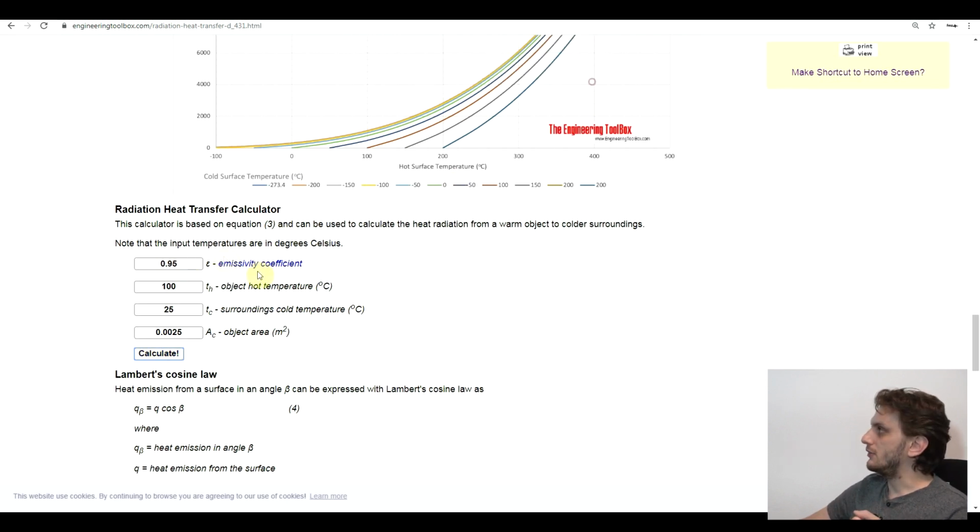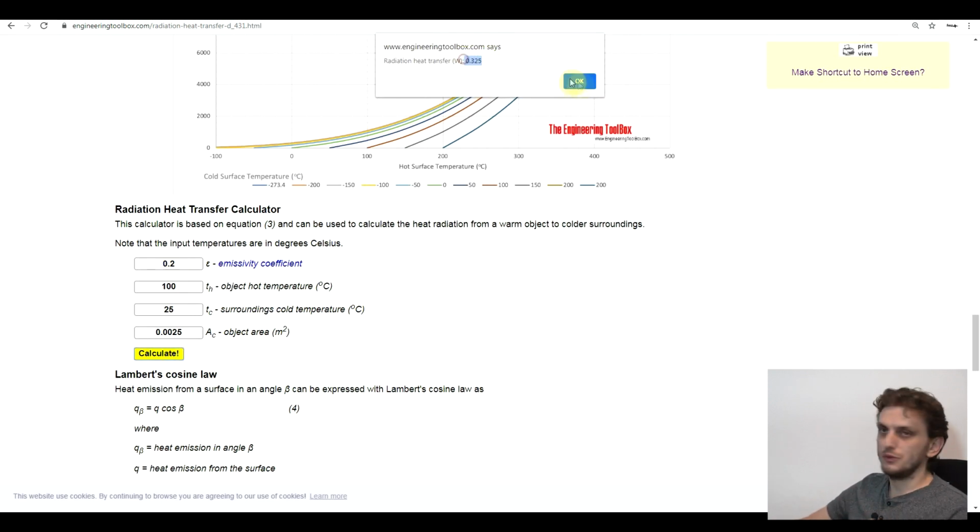Now, on the other hand, if the heat transfer is much smaller, so you have a very non-emissive surface, let's say a 0.2, so something much more shiny, we drop down to 0.3. So the power that is emitted is proportional to how emissive the object is.